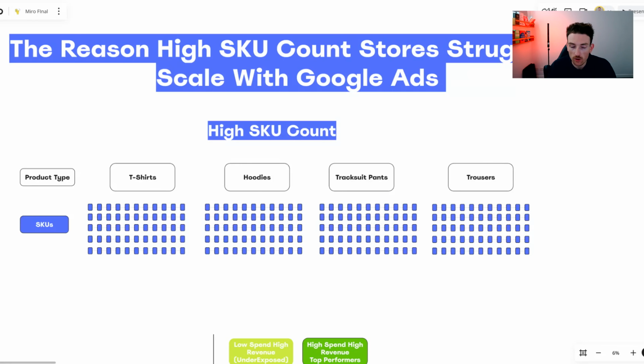Now, for context, I run Google Ads for multiple seven-figure brands. In the last 5 months alone, we've taken 2 brands from low to mid 6 figures to 7 figures per month. Both of those stores are high-SKU stores, so large product catalogs. So let's break it down.